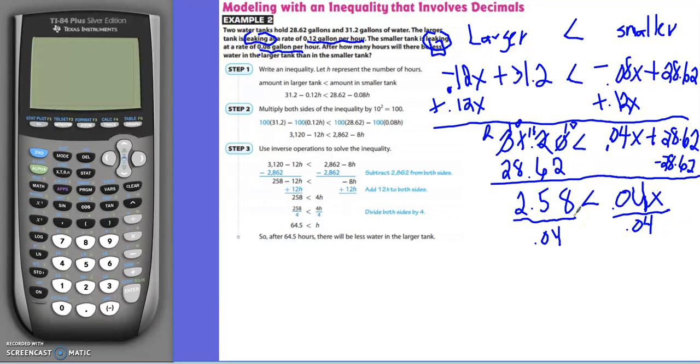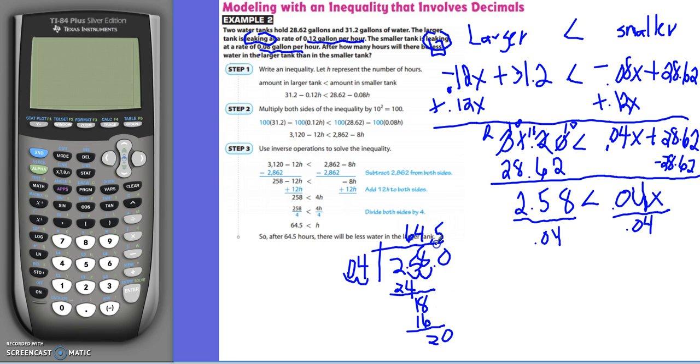All right, so when I do that, I have 2 and 58 hundredths divided by 4. 4 can go in there 6 times. 4 can go in there 4 times. Decimal, decimal, 0. And it can go in there 5 times. So I have x is greater than 64 and a half hours. All right, let's go to the next one.